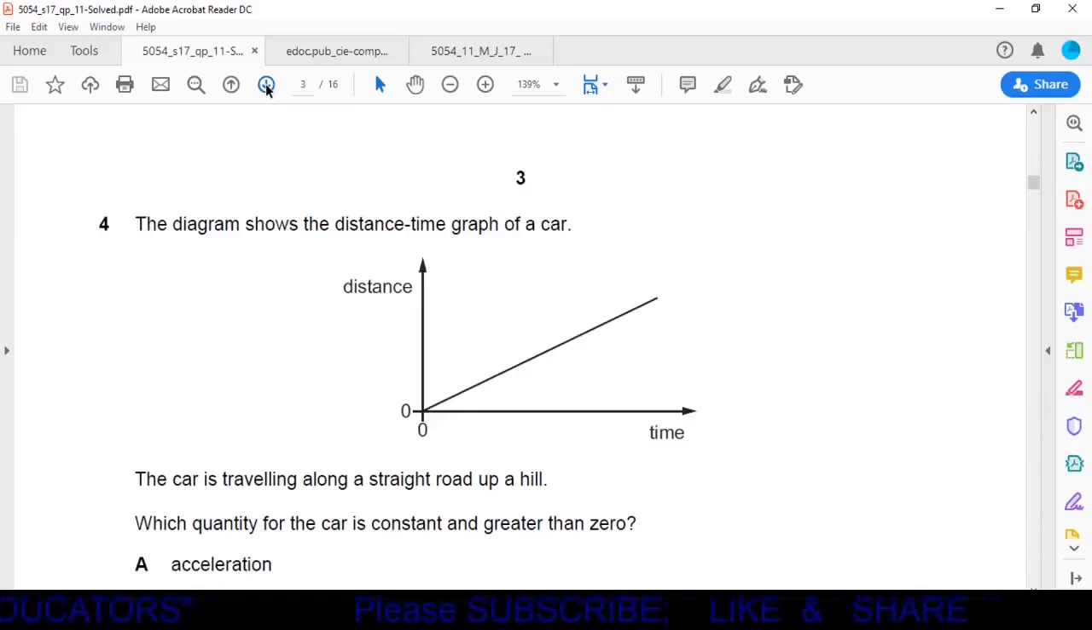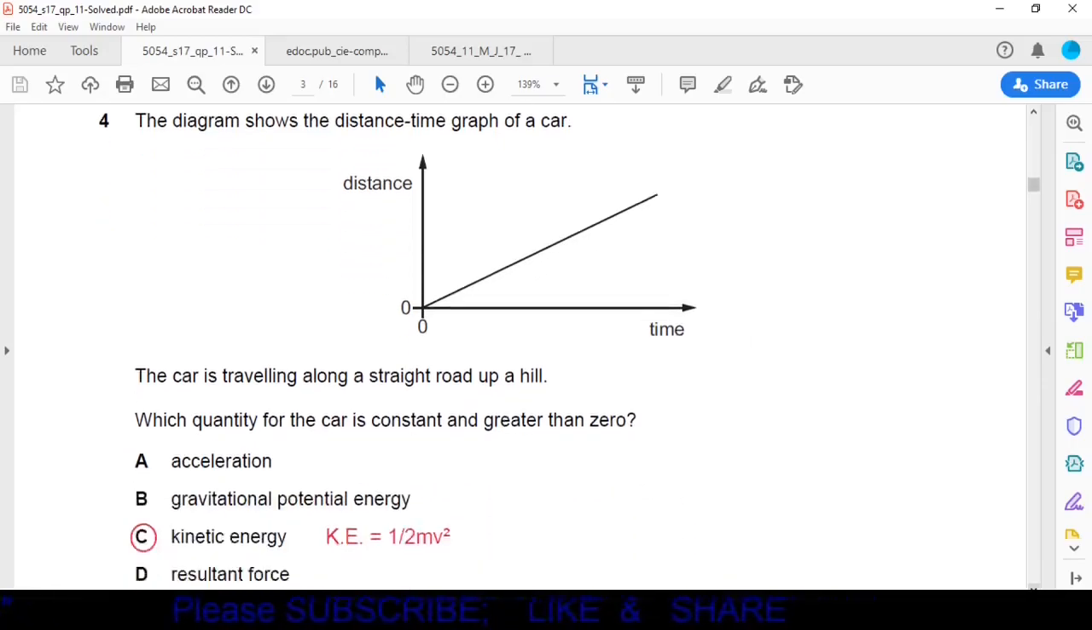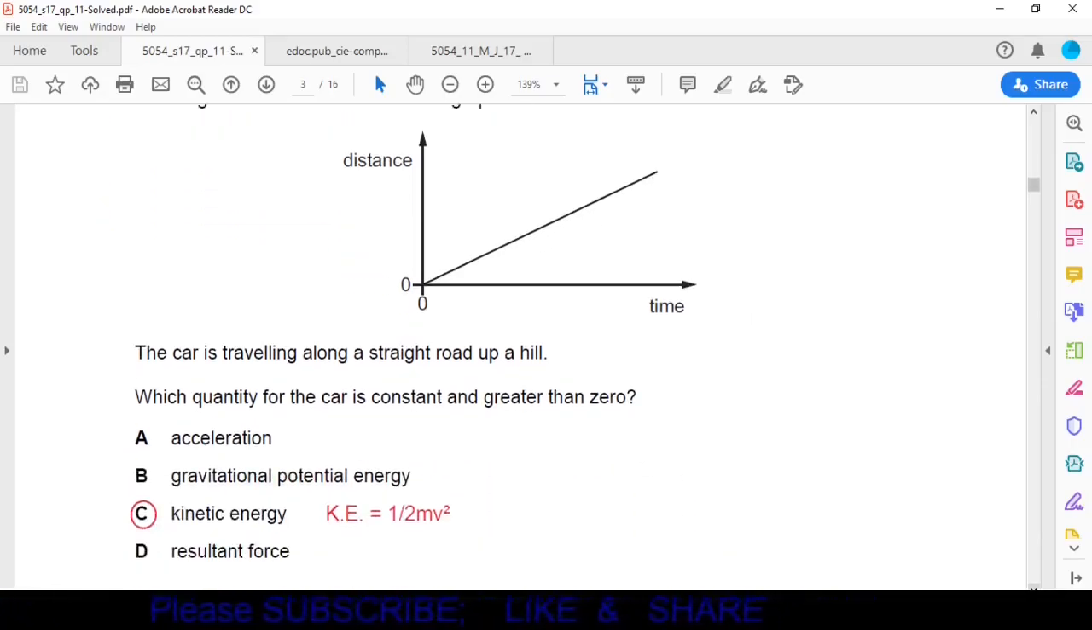Question number 4. The diagram shows the distance time graph of a car. Here we have plotted a graph between time and distance, and this gradient will represent the speed or velocity of the car. The car is traveling along a straight road up a hill. Which quantity for the car is constant and greater than 0? Here we are looking at the velocity of the car, which is constant.